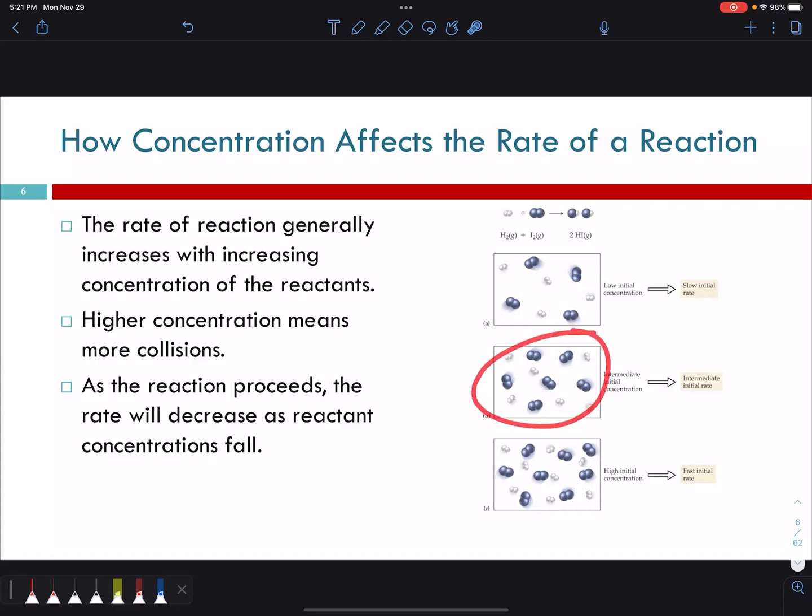If we have this intermediate, that's going to be an intermediate rate, and a high concentration is going to be a fast initial rate. But as these start to react and are used up, it'll slow down to the same rate as the intermediate concentration's initial reaction rate. And then as those react, eventually we'll get down to this low concentration. As we use up our reactants, there are fewer things to collide. Fewer collisions means fewer reactions.